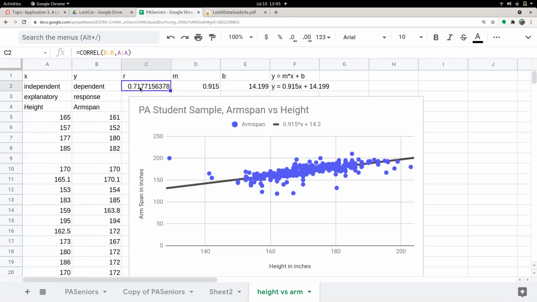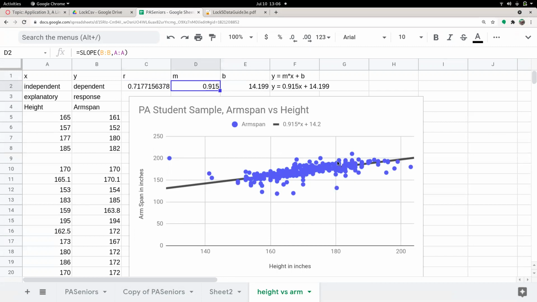It turns out R is interchangeable for X and Y, but M and B are not. So if you get the order of Y and X wrong, you get the wrong slope and the wrong Y-intercept, you get the wrong line. Very important. So notice that my slope here matches the slope that the regression equation that Google Sheets picked for these points right here. And the points are kind of hugging that line.